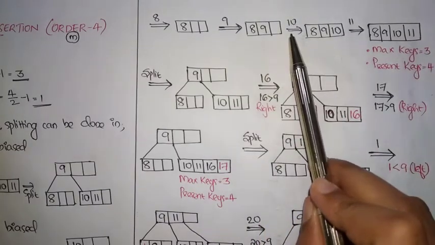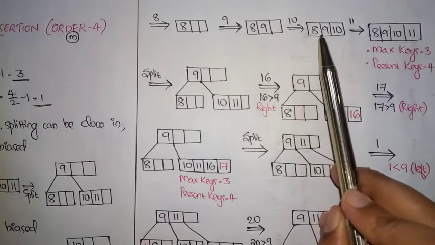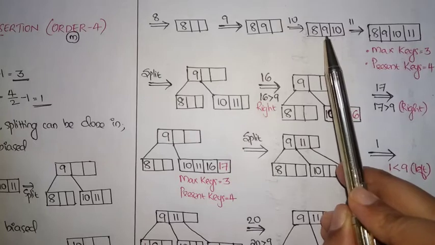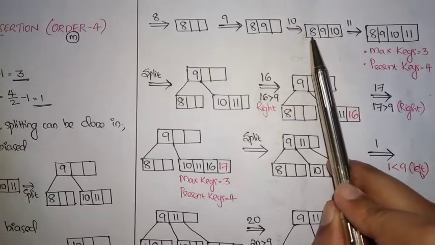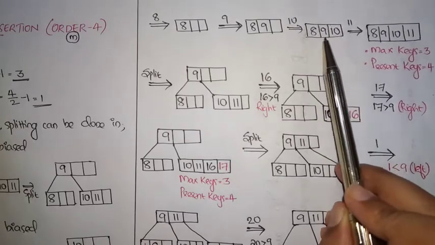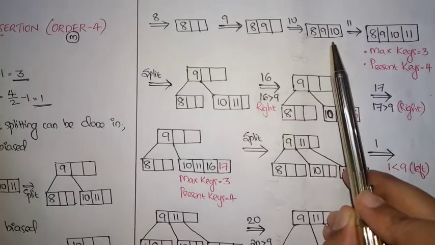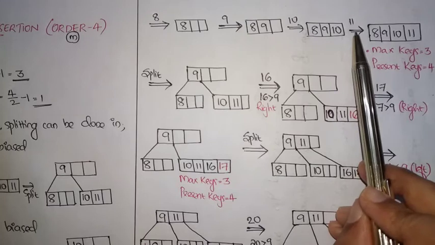Then the next key to be inserted is 10. Here after 9, I inserted 10 in the same node, because I know that in this particular node, the maximum number of keys that can be inserted is 3. So this is not at all violating my condition. I can proceed with the next key.